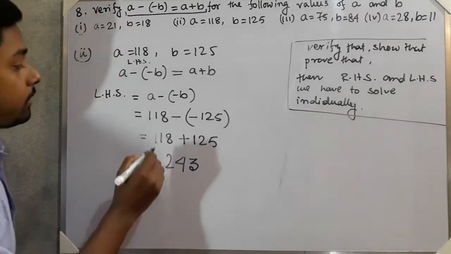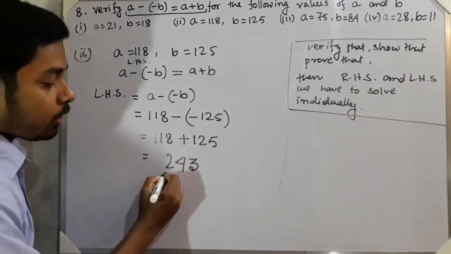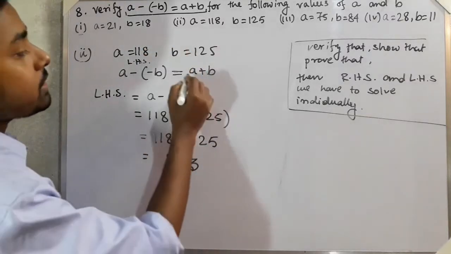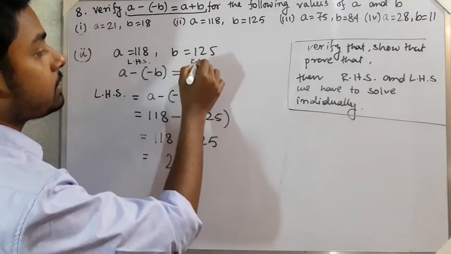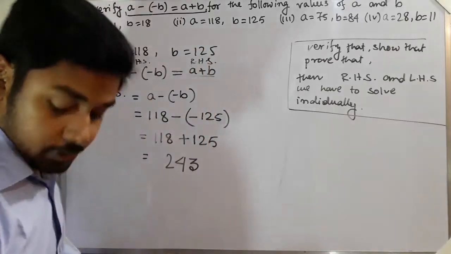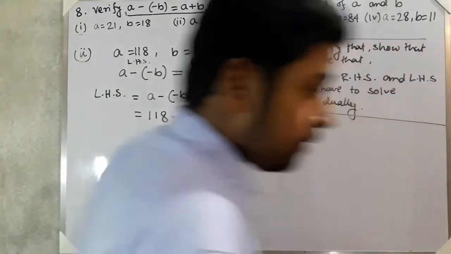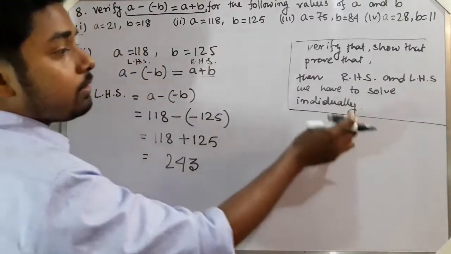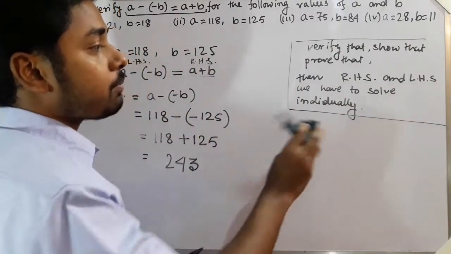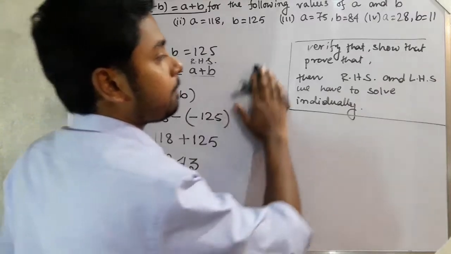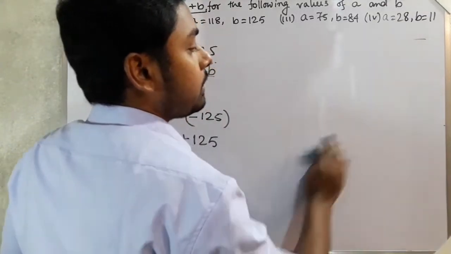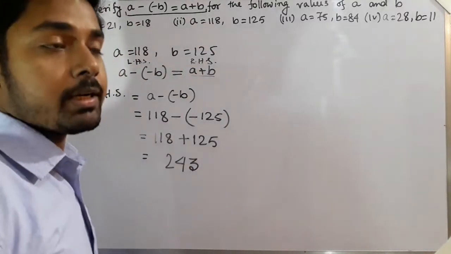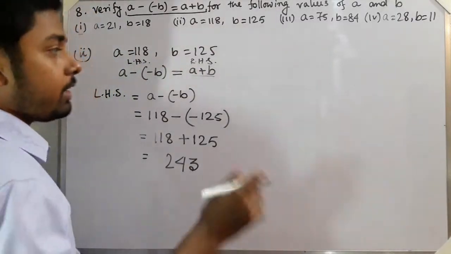Okay, the value of the left hand side we have got is 243. Now we have to solve the right hand side, and this one is the right hand side. First of all, you will write down this thing, because I am going to erase it. And this thing you have to apply for all types of questions: verify that, prove that, show that. For any type of question you can use it.